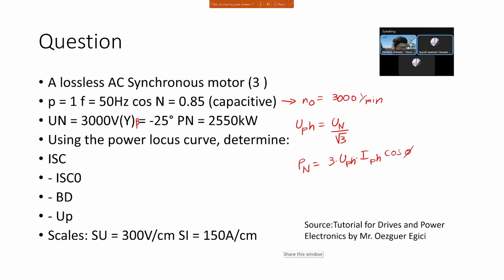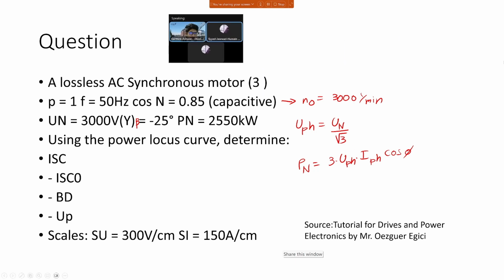3 is given. How did you calculate RPM? 3000 RPM. The same formula as last time. F is 50 hertz, right? So 50 times per second. So it basically means 50 rotations per second. So N equals 60 times 50, because 60 seconds per minute. So you have 3000 rotations in 1 minute.